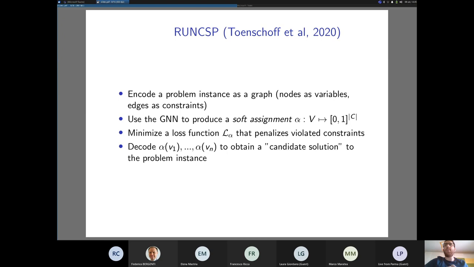And this soft assignment actually is the readout function, in the general framework of the message passing neural networks. Such a soft assignment is used to minimize a loss function that penalizes basically soft assignments that produce broken constraints. And then the soft assignment is decoded to obtain a candidate solution.